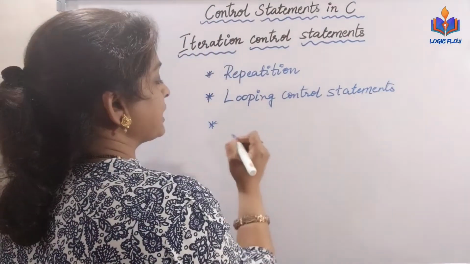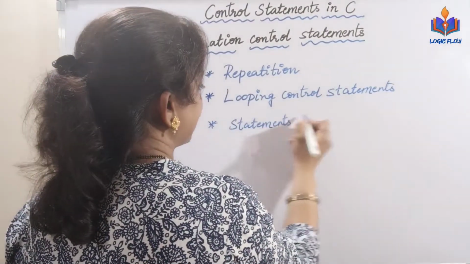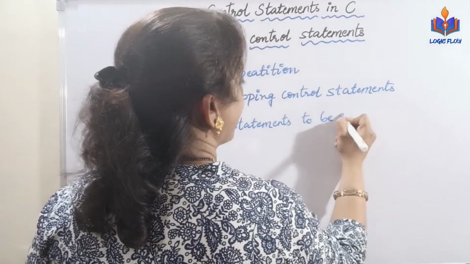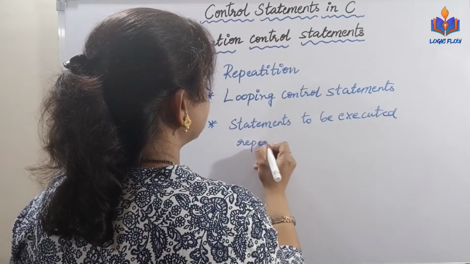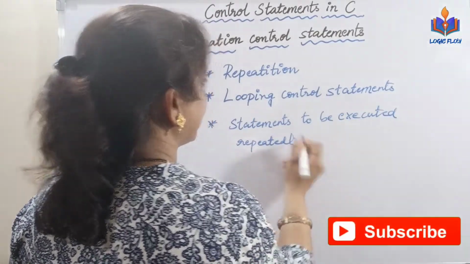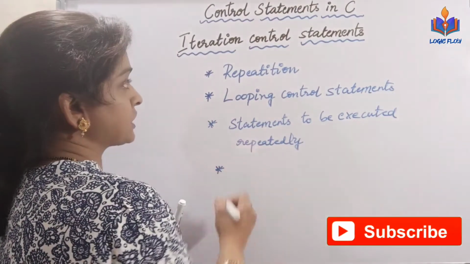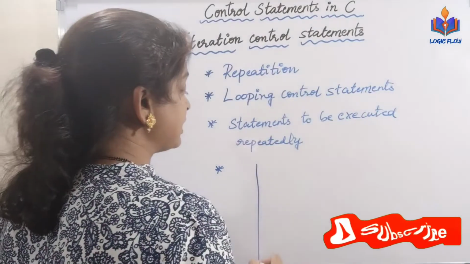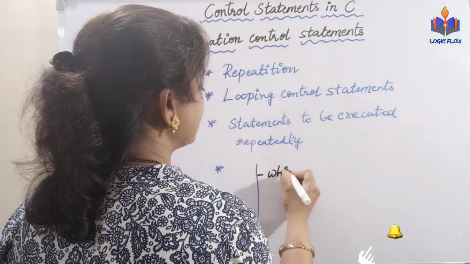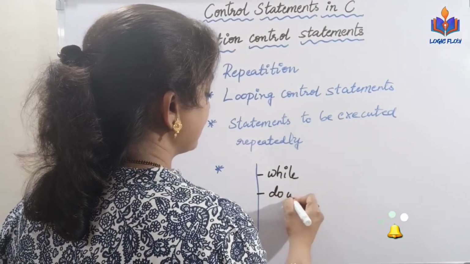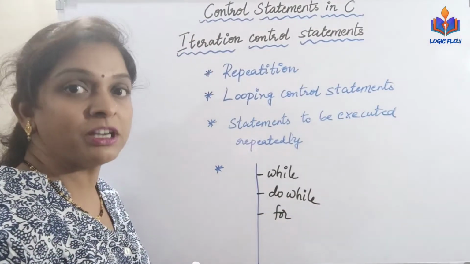If I want to make some statements to be executed repeatedly, then we make use of these iteration control statements. So which are all the different types? Here we have a list of iteration control statements. We have while, do while, and for. Again, we have to discuss all these statements one by one.